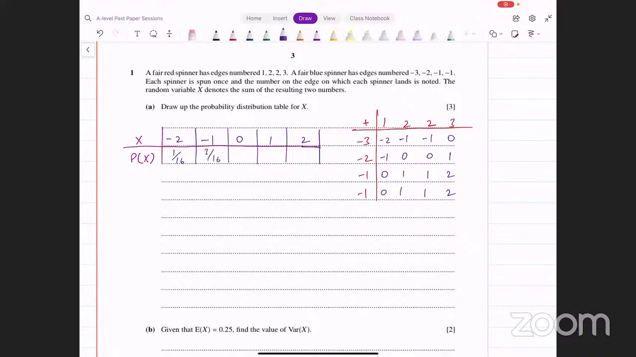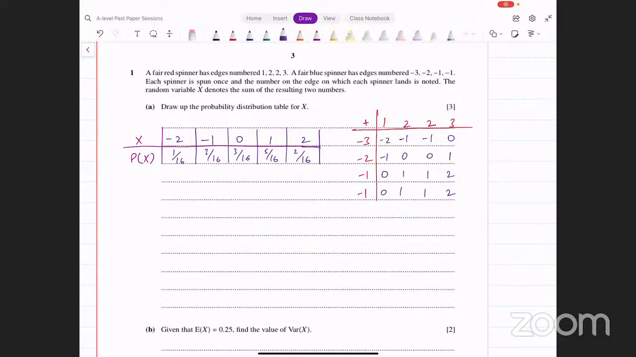0 is coming 3 times again. That's 3 out of 16. 1 is coming 5 times. That's 5 out of 16. And 2 is coming twice. So that's going to be 2 out of 16. You can add all of them up, and they should add up to 1. And that will confirm that your answer is correct there. Okay, so that's your probability distribution table. That's the first thing that we had to do here.